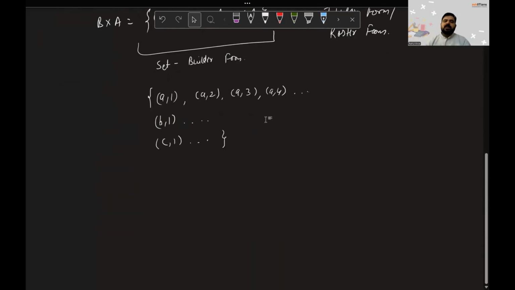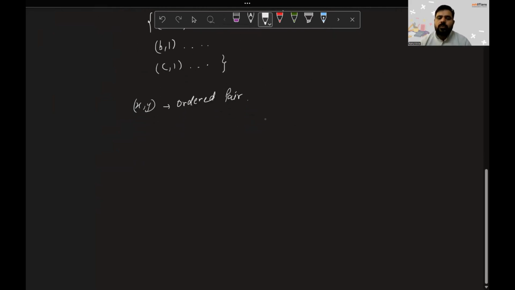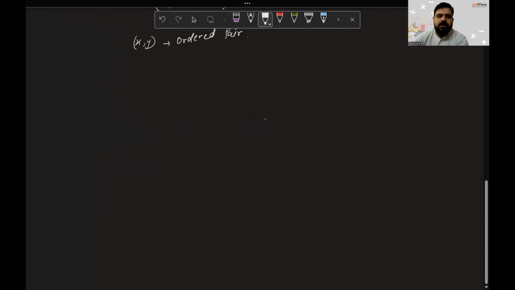I hope that is clear to you till now. If you have any doubt, you can let me know. And this x comma y we are writing is the ordered pair. Similarly, we can have an ordered triplet also. What exactly is that ordered triplet going to be?